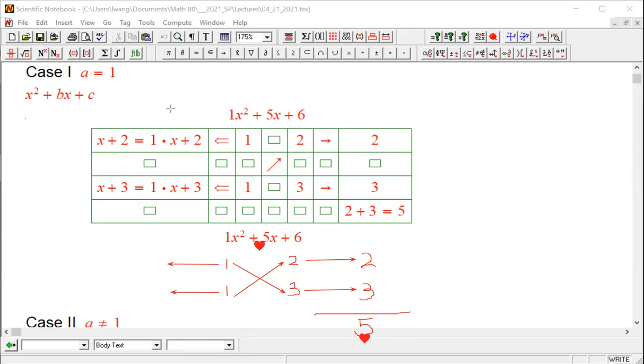The first factor would be, we take the 1 times x plus 2, because that's a positive 2, right? The second row, 1 times x plus 3. So in the end, we get 2 factors, and they are x plus 2 and x plus 3.